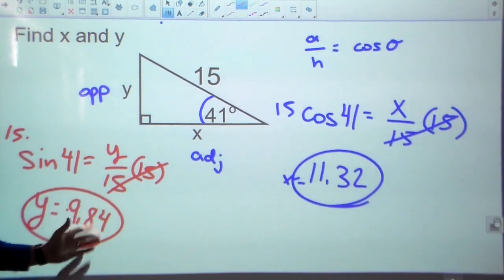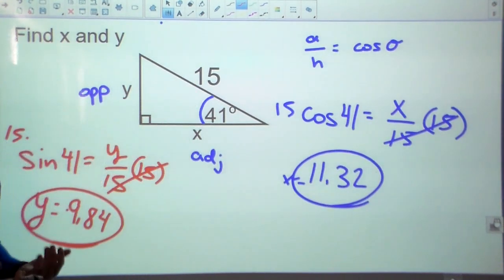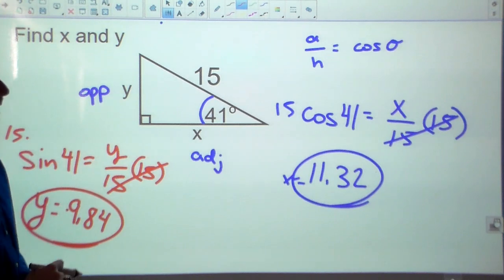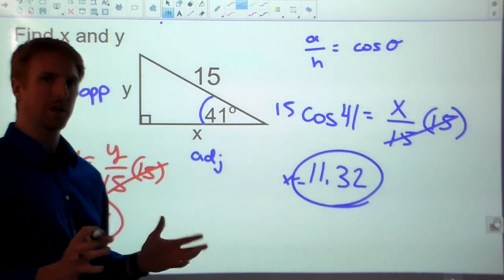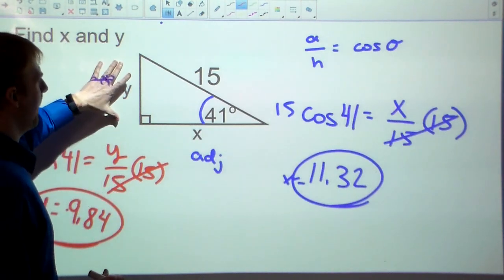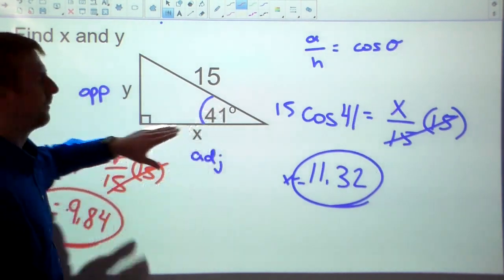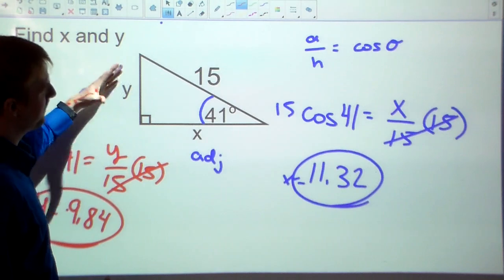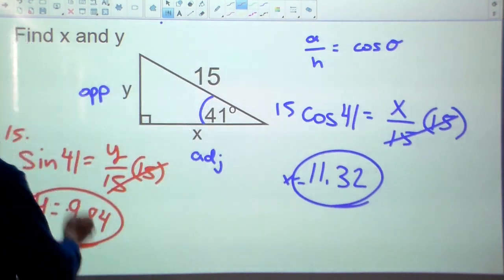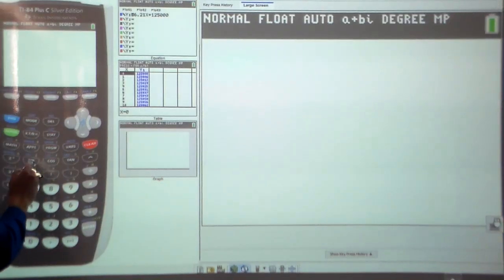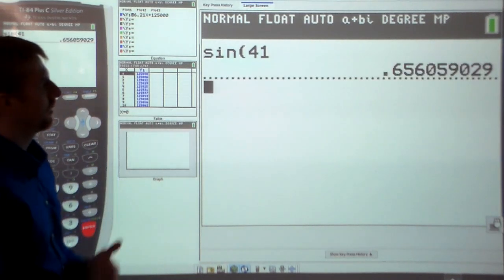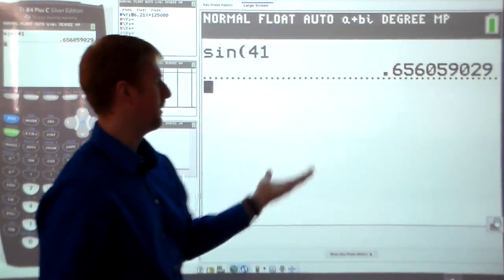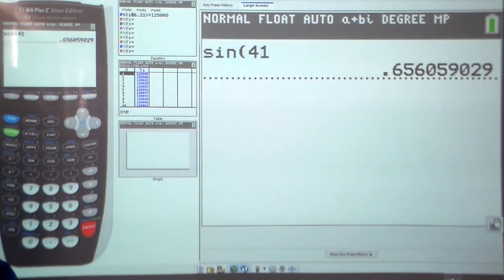So 9.84, that's close to 2/3 of 15. That's a little less, so probably somewhere in the neighborhood of 60, 65%. The opposite side, if we have a 41-degree angle, opposite side's about 60, 65% of the hypotenuse. So just to reiterate that point, sine of 41, I'm looking for about 0.6, 0.65. So there we go. Rounds to 0.66, so right around 2/3.